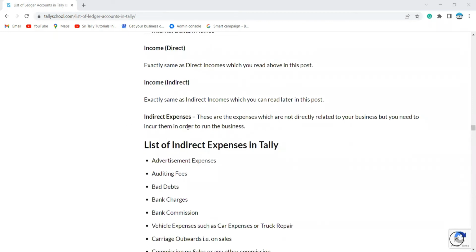Next, indirect expenses. See, what do we know about direct expenses? Direct expenses are the expenses incurred at the time of purchasing goods or manufacturing goods. What is meant by indirect expenses? These are the expenses which are not directly related to your business, but you need to incur them in order to run the business. We call them office expenses. All office expenses come under indirect expenses.